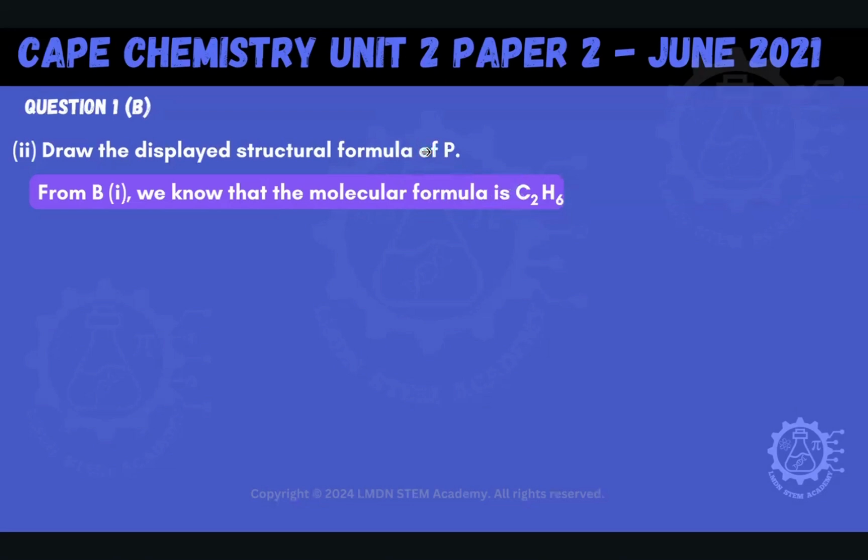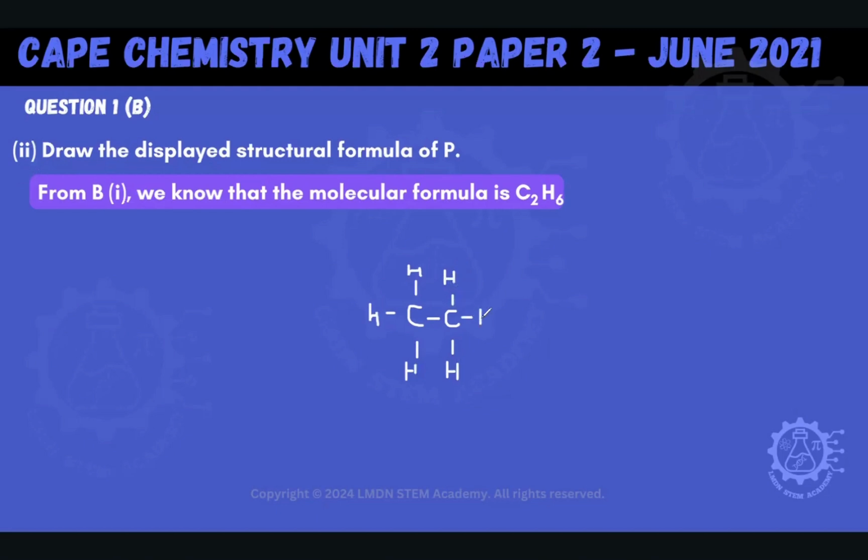So we can draw that out. They're asking us now to draw the displayed formula of P. So I'm going to draw this out, showing all the bonds and everything there. Whenever we're asked to draw a displayed structural formula, that's what we have to do. So here it is. It's 2 carbons, right? And then I'm going to just fill out everything else with hydrogens. So there needs to be 6 hydrogens in the end.